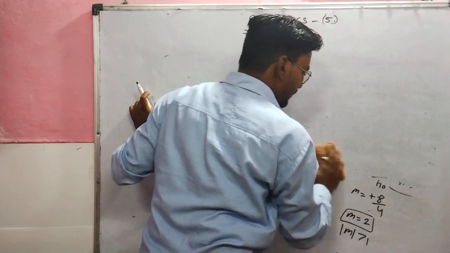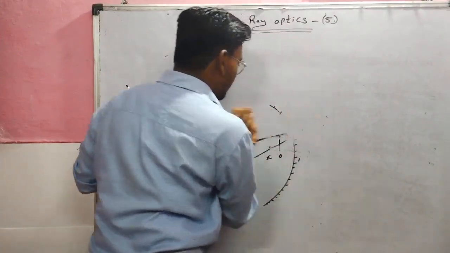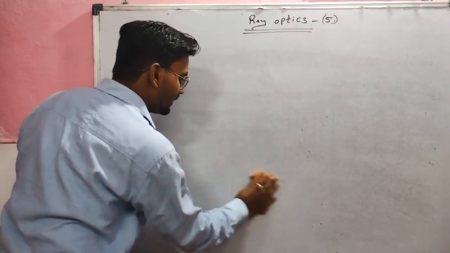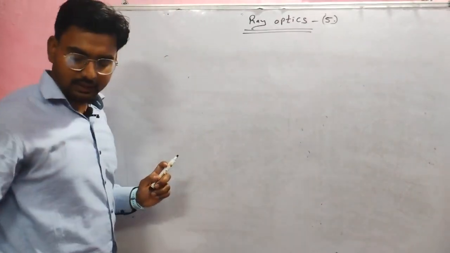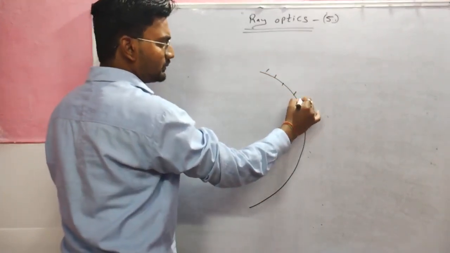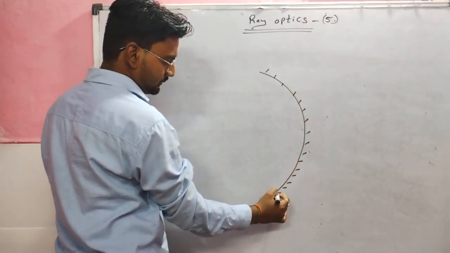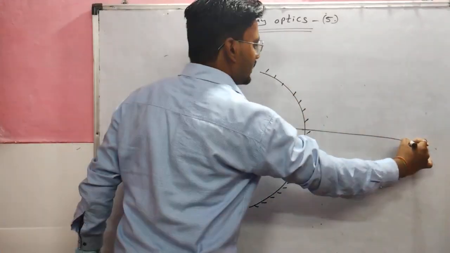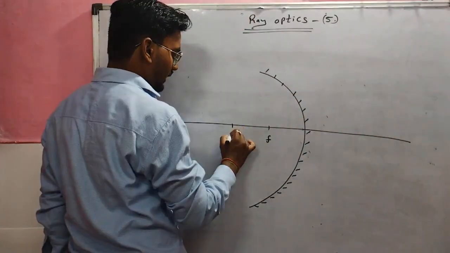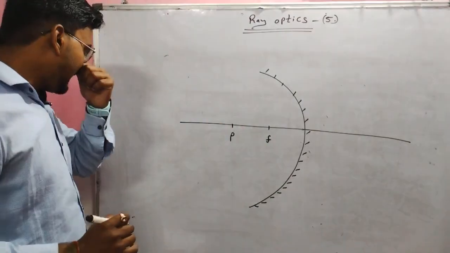How you learn after reading all the cases, I give you some trick so you can learn easily. Okay, let's see. This is our mirror, concave mirror, and this is our principal axis and its pole and focus.